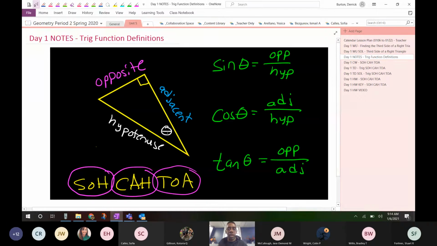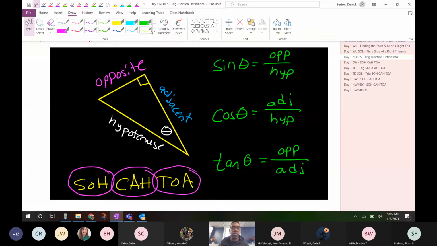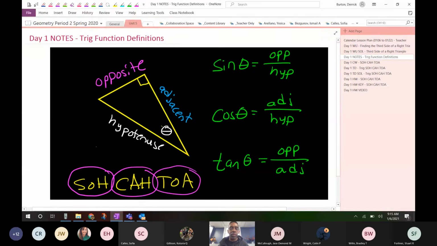If you pick a particular angle, in this case I've picked this angle that I've called theta. That's just a variable. Once you pick an angle, if you draw an arrow going away from that angle, that is your opposite side. The hypotenuse is always across from the 90-degree angle, no matter what angle you're looking at. The other side is the adjacent side. So we have opposite, adjacent, and hypotenuse.